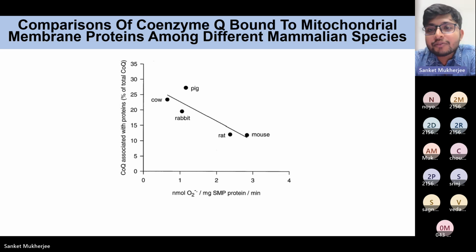Ubiquinone is important for relaying electrons in the electron transport chain. Is that clear? Yes, sir. What has been observed is that if there is a greater amount of ubiquinone present, then the amount of peroxide radical, or any reactive oxygen species, is also less. Why so?